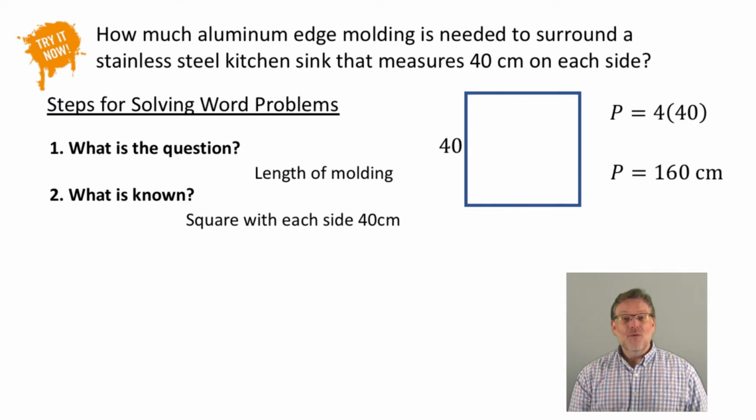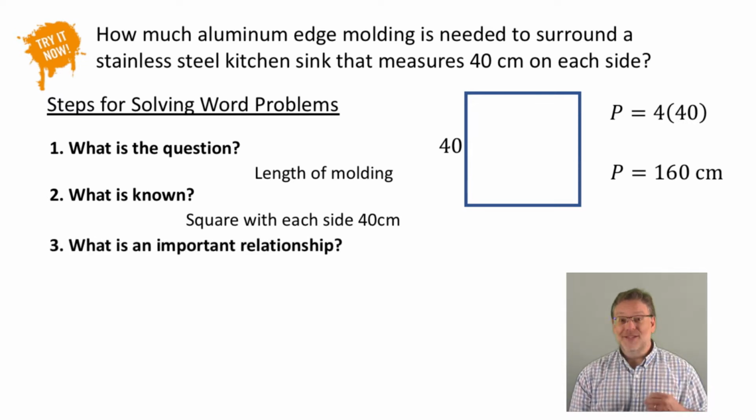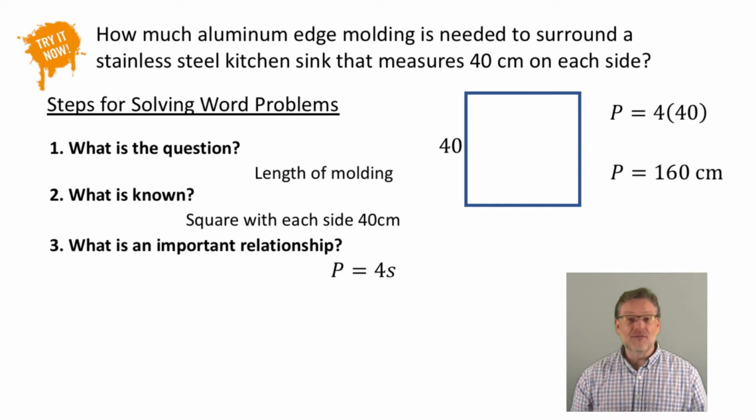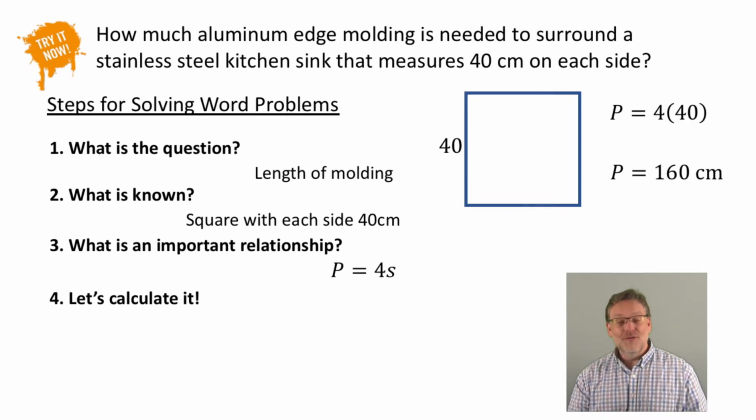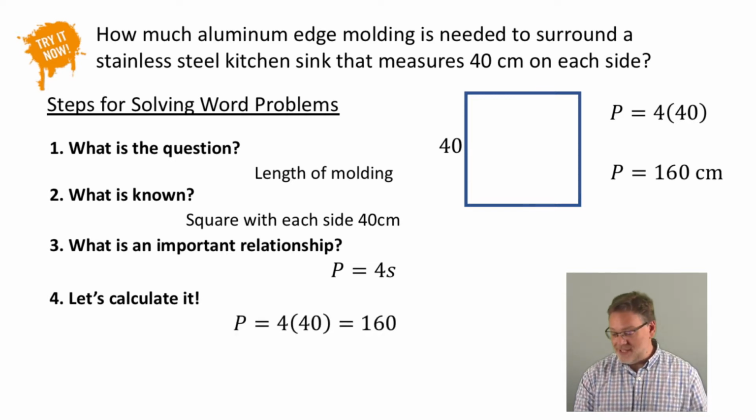The third thing, what's an important relationship that's involved here? Well, if we're finding how much molding to purchase, that's a perimeter question, isn't it? The distance around the sink. And the formula for perimeter of a square is simply 4 times the length of one of the sides. We then calculate our answer using the desired formula. 4 times 40 equals 160.